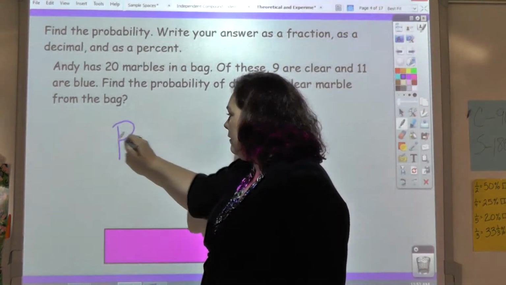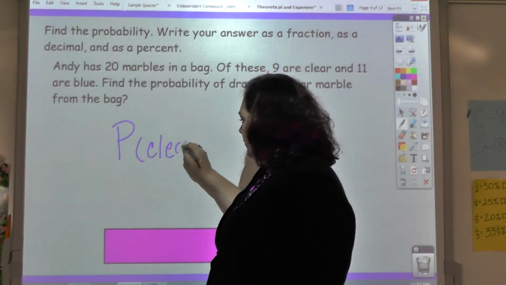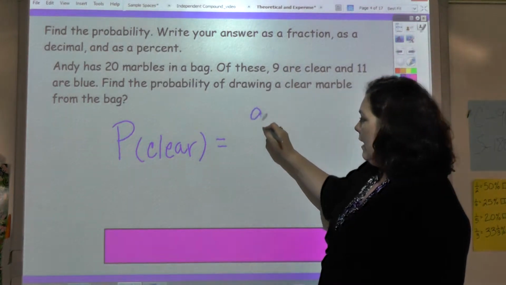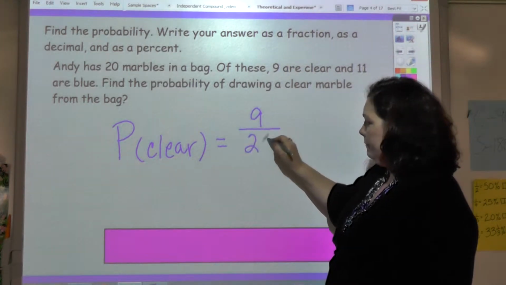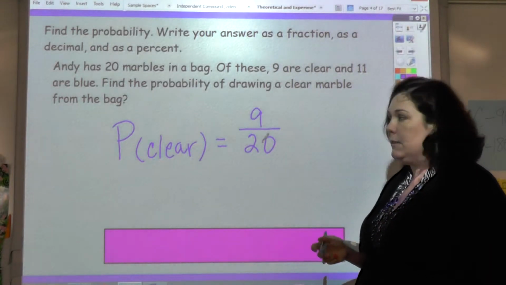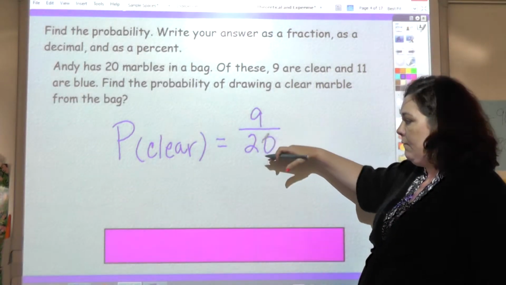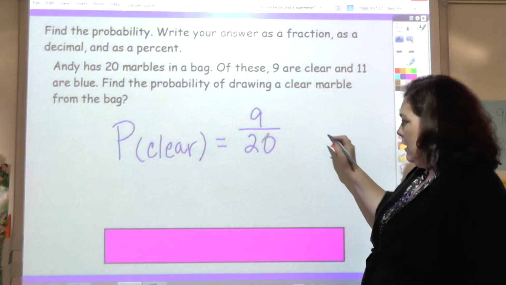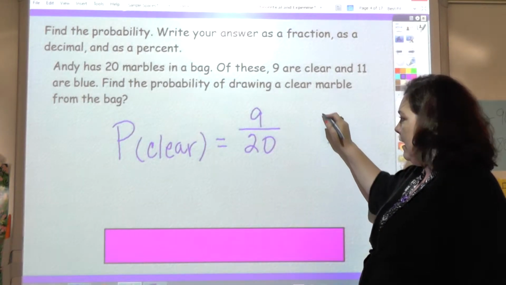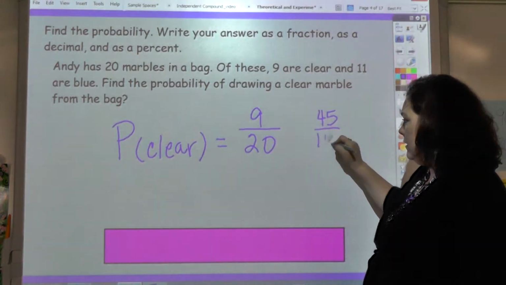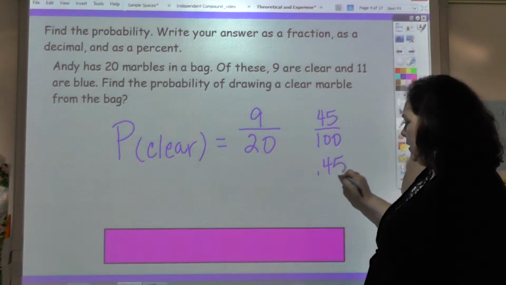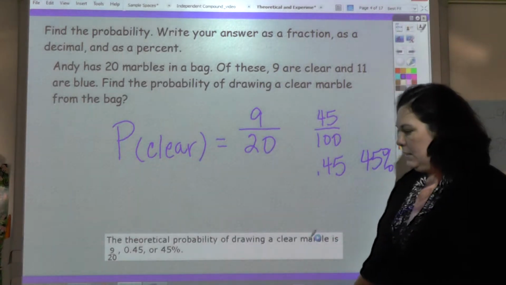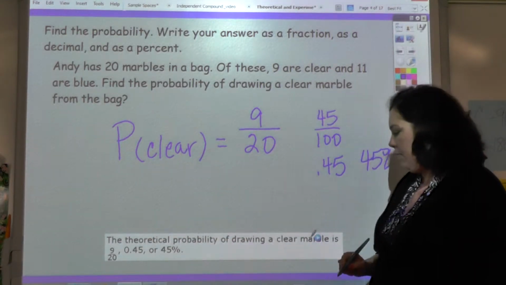So the probability of a clear equals how many are clear? 9 out of how many total? 20. So that's 9/20ths. This is how many you could get out of 20. And 9/20ths as a decimal, you would multiply by 5, and get 45 hundredths. So that's 45 hundredths, or 45%. And so let's check that. And it does say 9/20ths, 45 hundredths, or 45%.